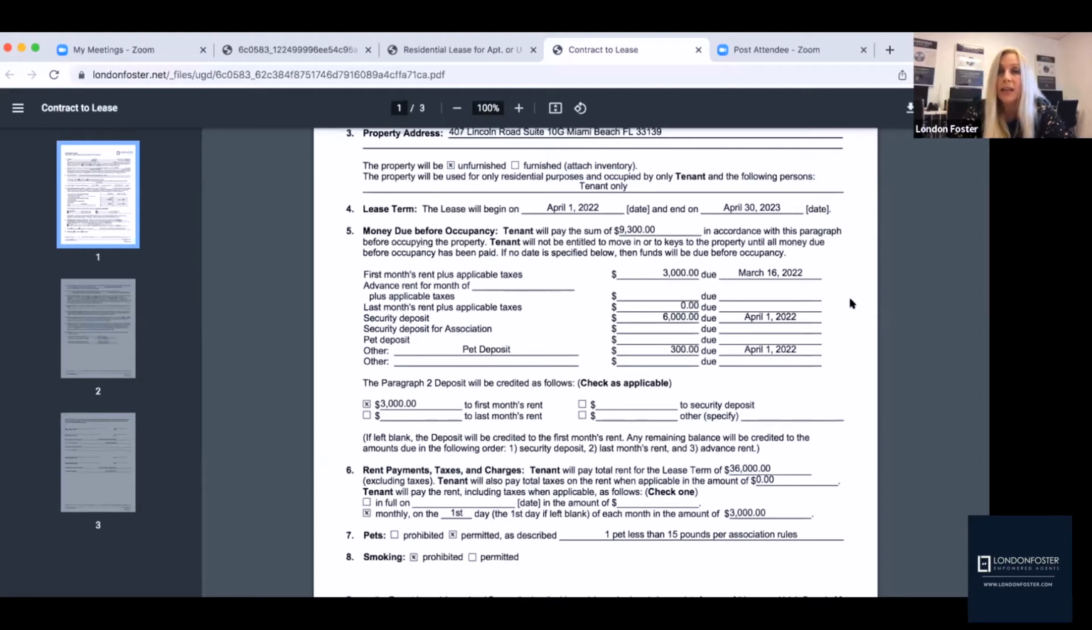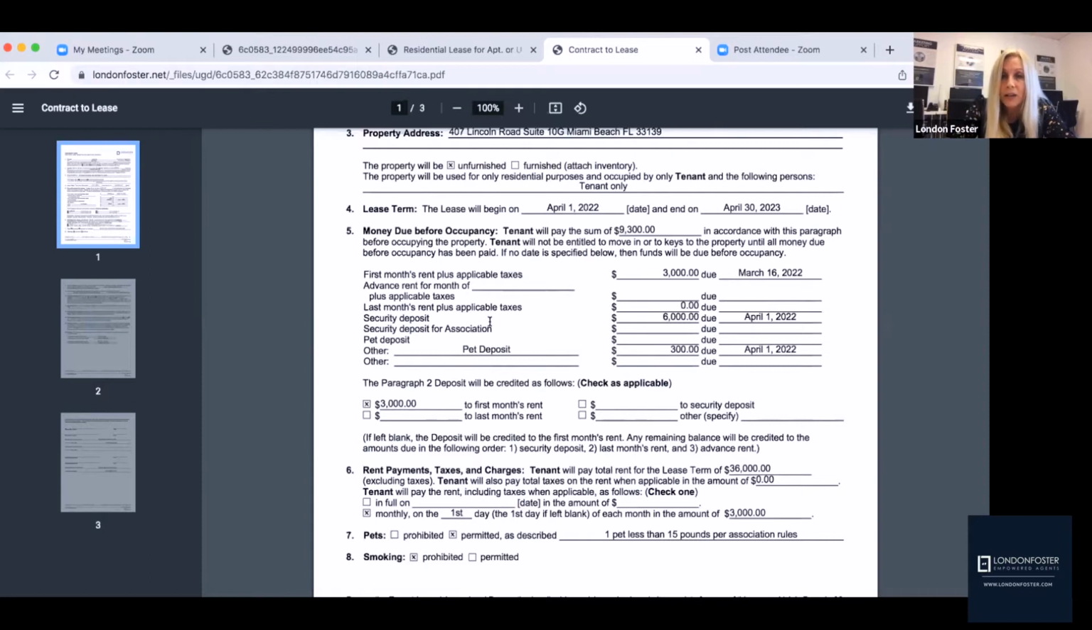So the next line is security deposit for the association. Again, as you guys know, some associations are collecting a deposit for common areas. Some of the higher end properties do this. They might have a game room. They might have other amenities, the gym, or for whatever reason, they're collecting security deposits in case of damage. So that amount would be placed here on the next line if that applies.